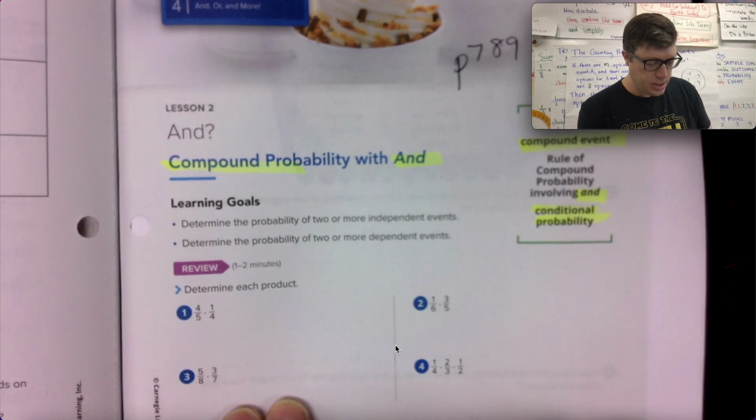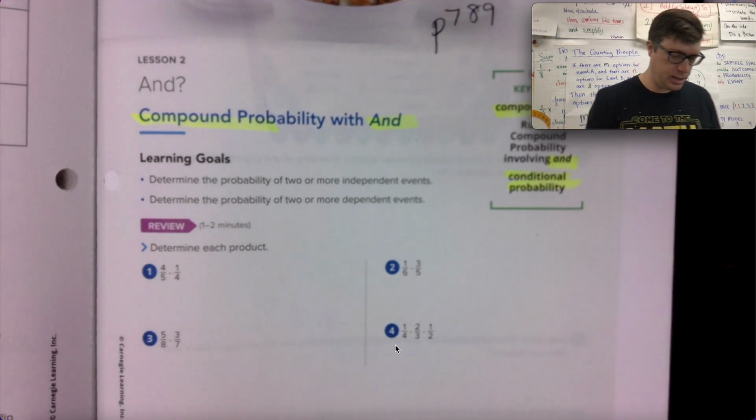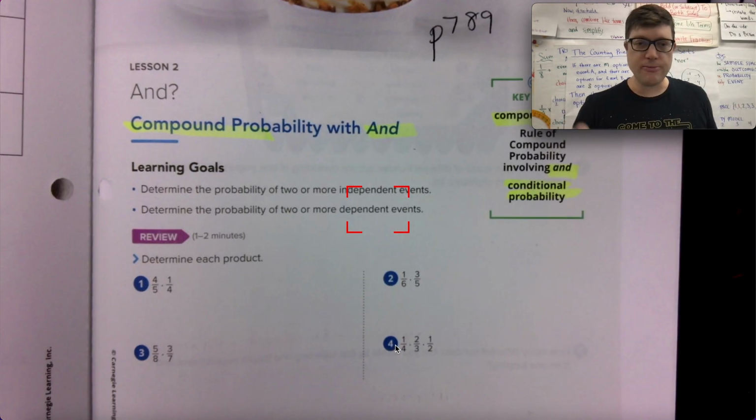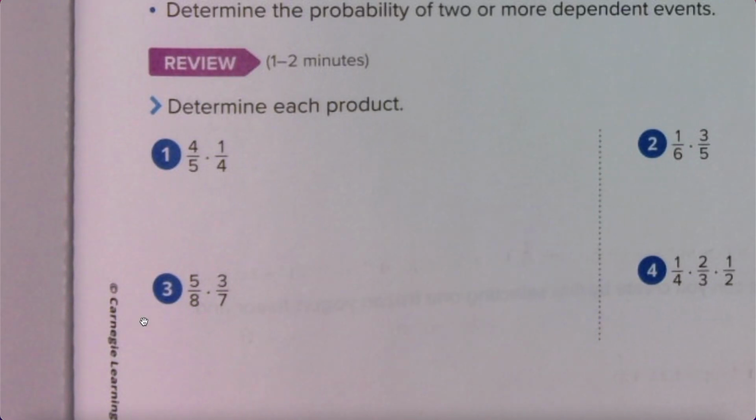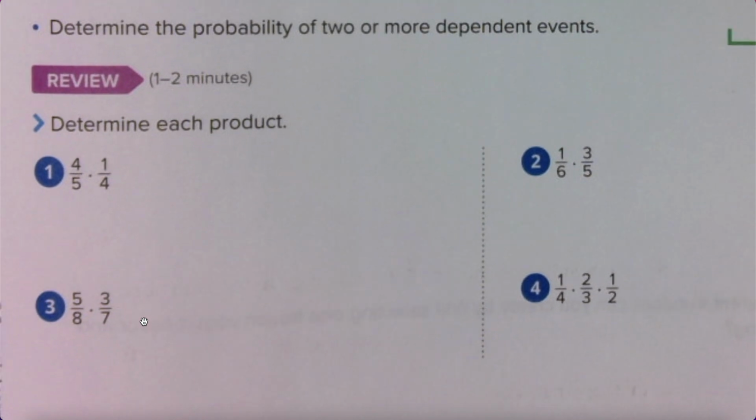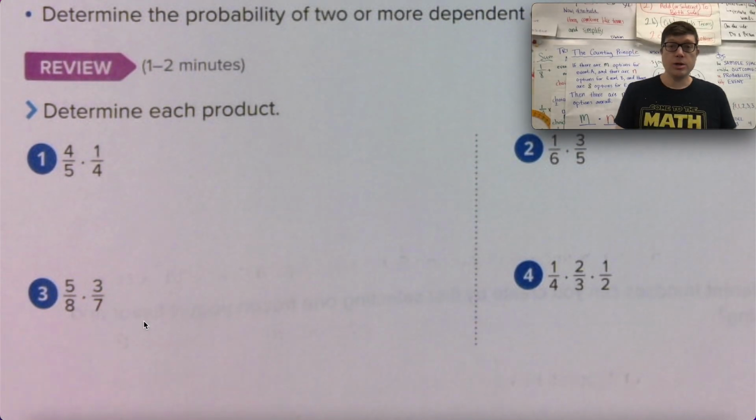Questions 1 through 4. Determine each product. Once again, let's get some focus on there. Sorry, I'm doing this on the fly with you in the moment. Here we go. Number 1 and number 2, and number 3, number 4. So determine the product.